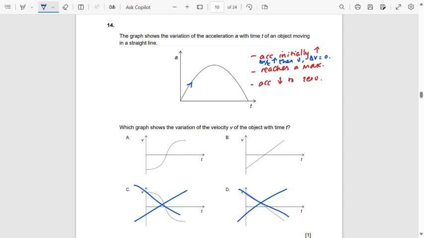So the change in velocity over time is increasing, then decreasing, then goes to 0. So we can see that the gradient is increasing, then decreasing, and then hitting 0. So it's A.